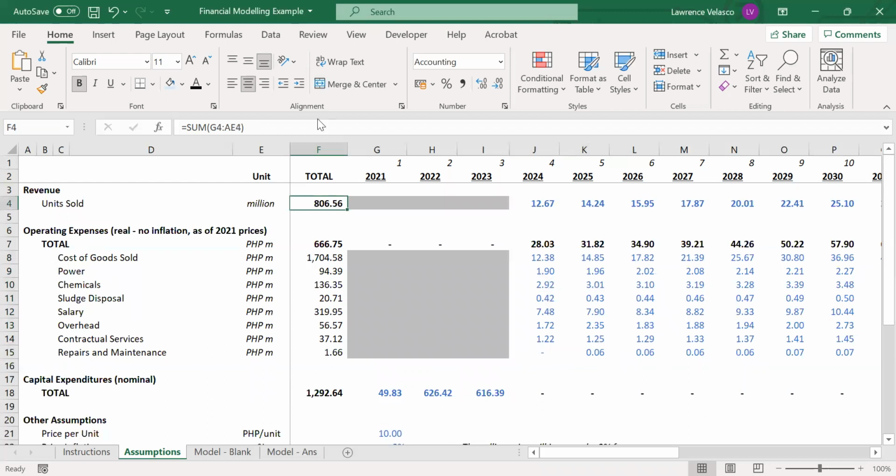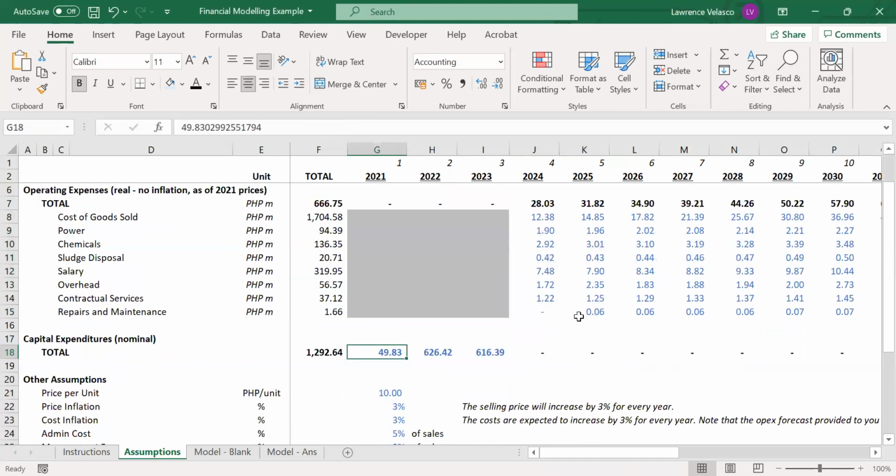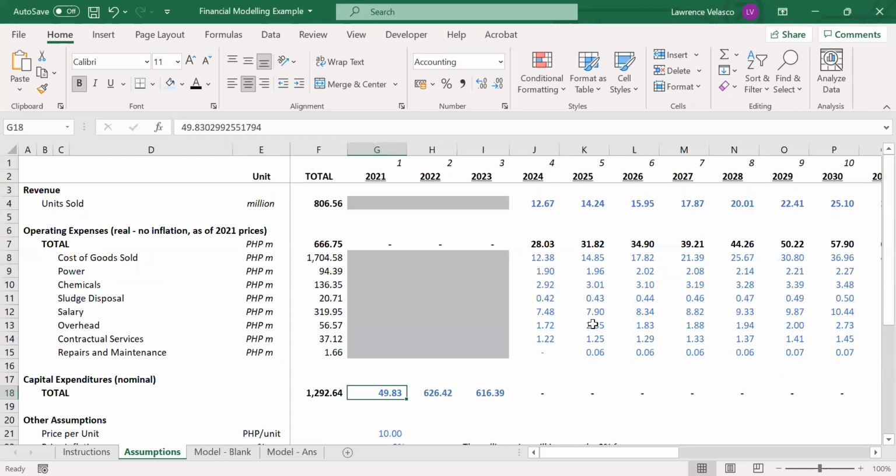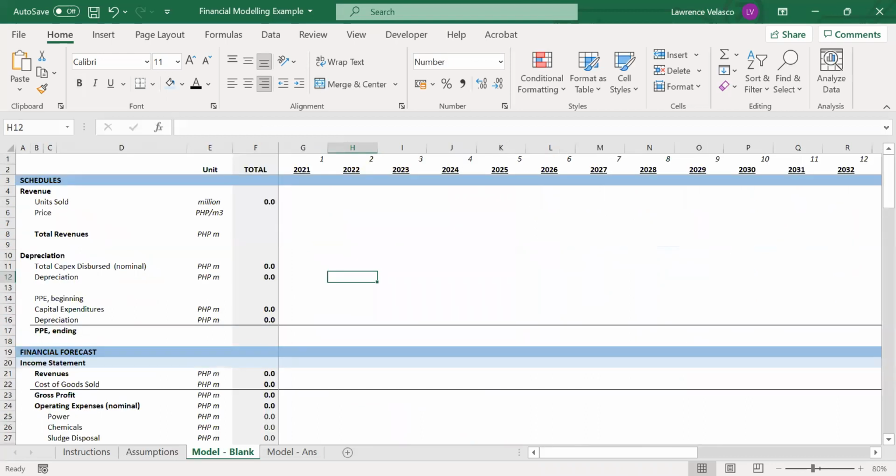For example, here, sum. The usual font color that I use is black. Okay? Pag naka-input siya directly, for example, yan, naka-input, di ba? Hindi sila lahat naka-formula. Okay? Ito, I usually use blue as the basis or as the font. Okay?